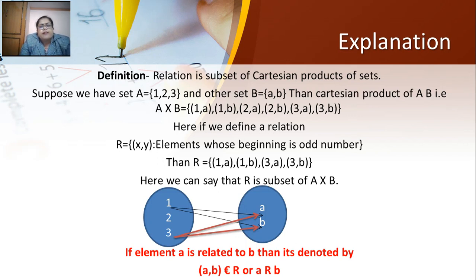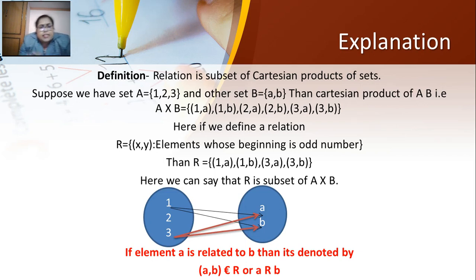Here, if we define a relation, if I want to say the elements whose beginning is an odd number, in this Cartesian product there are two odd numbers, 1 and 3. So our relation is {1a, 1b, 3a, 3b}. Here we can say that R is a subset of A cross B. We can explain it with the help of this arrow diagram.